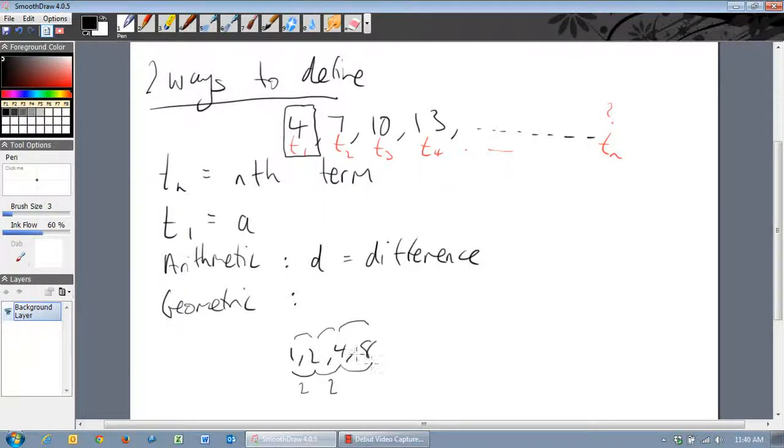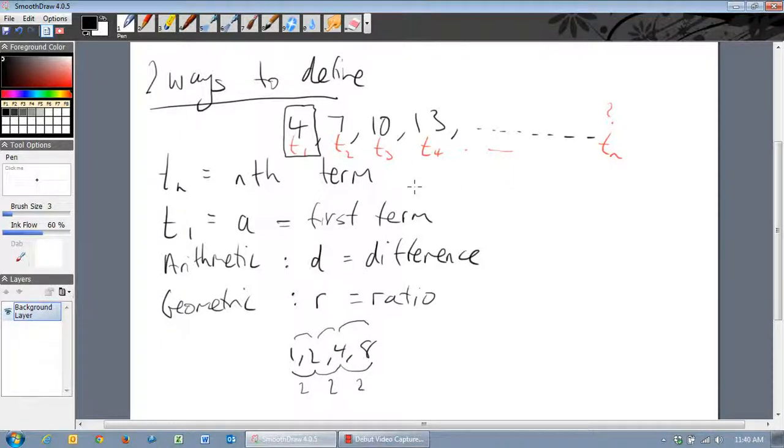It's 2. What's the ratio between 4 and 8? It's 2. So what we say is R is the ratio. And these things help define sequences and series. Tn is just the nth term. T1, we call A, is just our first term. Okay, I'll just write that there. First term. The arithmetic sequences have a difference between each number, and a geometric series have a ratio. And that's sort of all the bits and pieces we need to know.